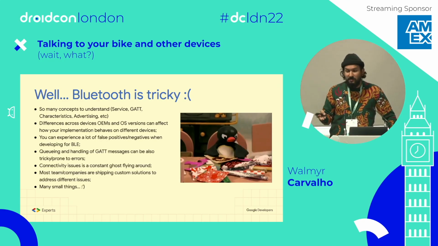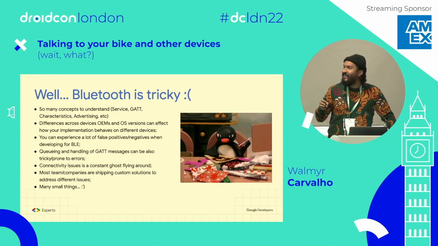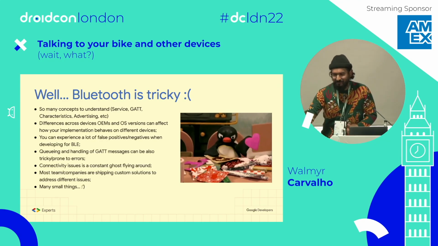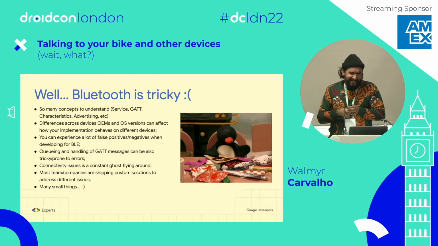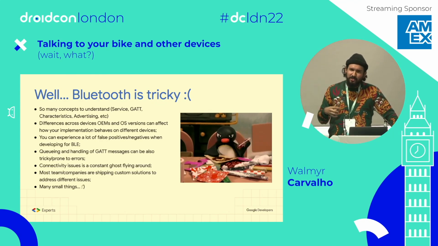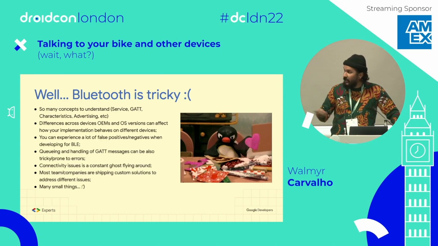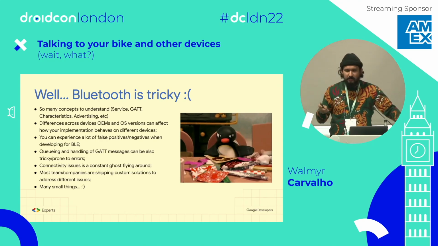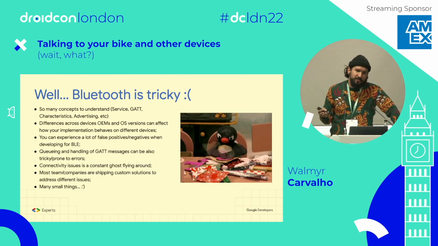Yeah, connectivity is always like a ghost flying around. Sometimes you have the perfect scenario, the device is right here, and it doesn't work, and you don't know why. You need to make sure that you read HCI logs. You can dive way deeper than needed to make sure the connectivity is working as intended. And most of the teams I talk to, other companies and device manufacturers, have custom implementations, so you're probably going to have your own custom implementation too. So yeah.